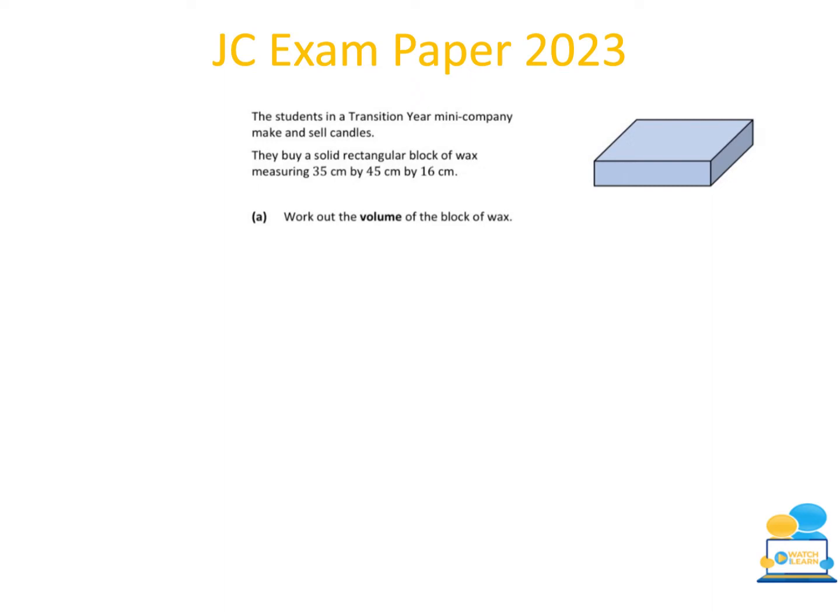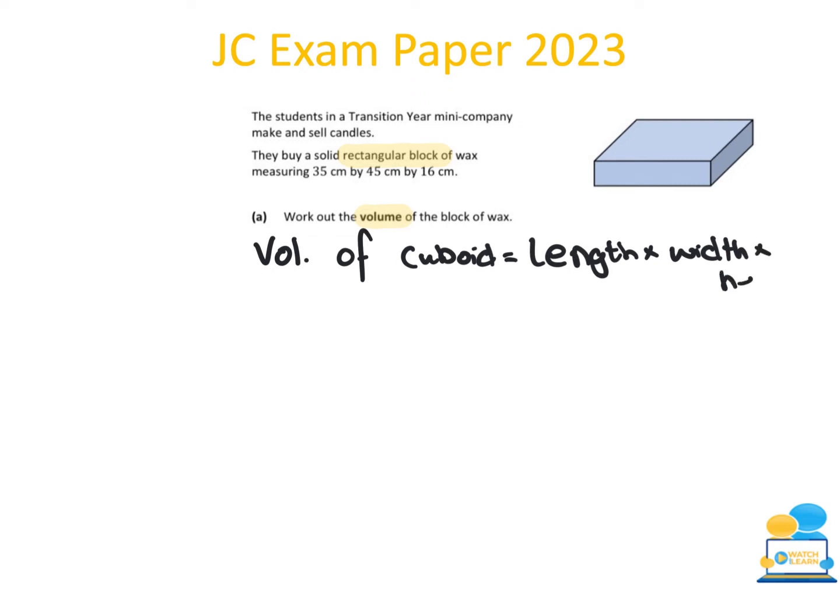So the key points of this question, they want us to find the volume. And the shape that we're looking to find the volume of is a rectangular block. Another word for a rectangular block will be a cuboid. So the first formula I'm going to put down here is the volume of a cuboid formula. This formula is not in our formula booklet, so it's something you need to learn off by heart. And to get my marks straight away, I'm going to write down that the formula is the length times the width times the height.